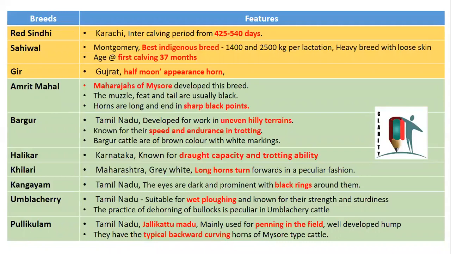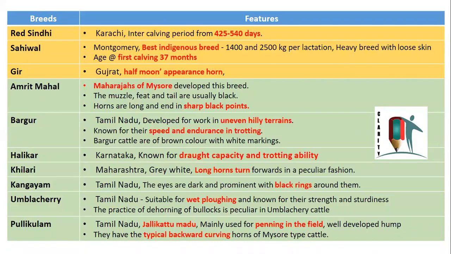बर्गर की अगर हम बात करें तो बर्गर जो है ये तमिलनाडु का ब्रीड है and it is highly suitable for uneven hilly terrains. Very important point, it is highly suitable for uneven hilly terrains. ठीक है, it is known for speed and endurance. See, if you see Hallikar also, हलिकर में भी क्या है? ट्रॉटिंग एबिलिटी है और बर्गर में भी ट्रॉटिंग एबिलिटी है, बट यहाँ पे स्पीड एंड एंड्योरेंस है, यहाँ पे ड्रॉट कैपेसिटी एंड ट्रॉटिंग एबिलिटी है.